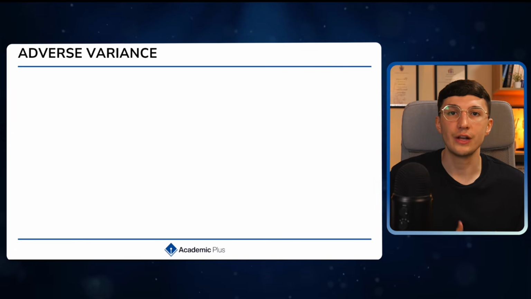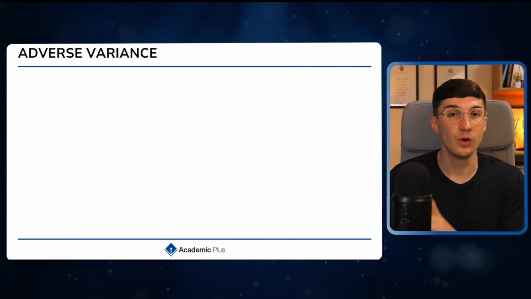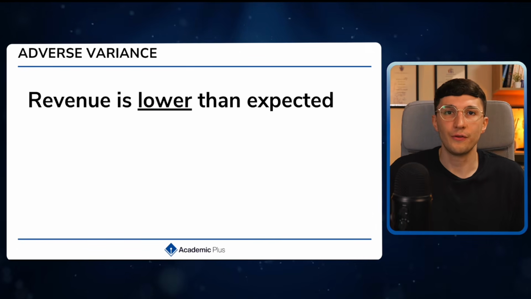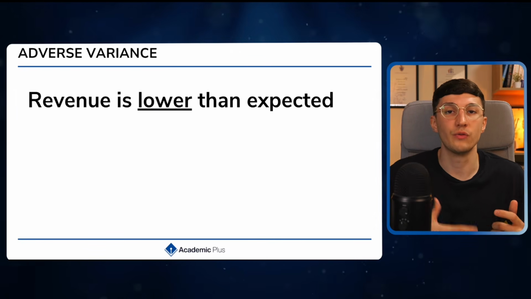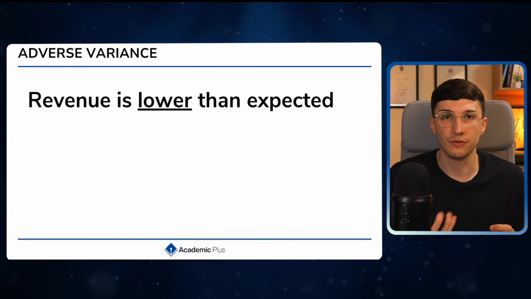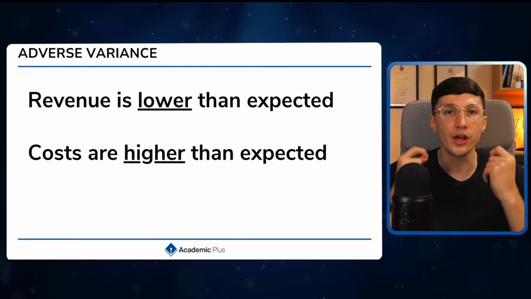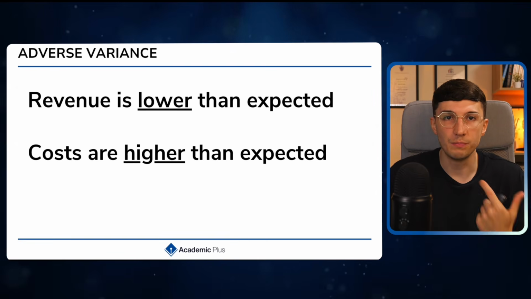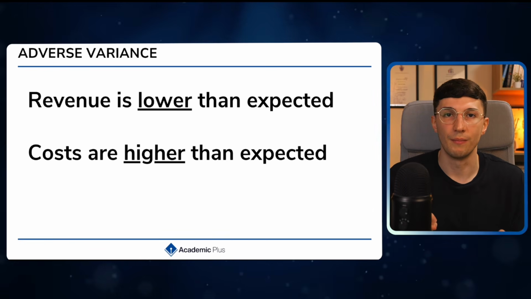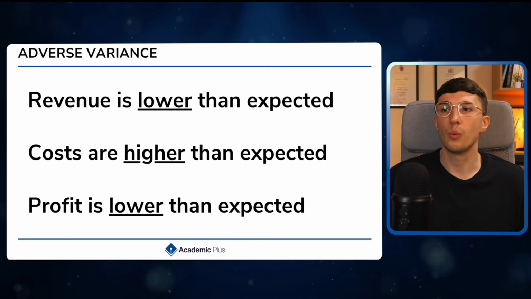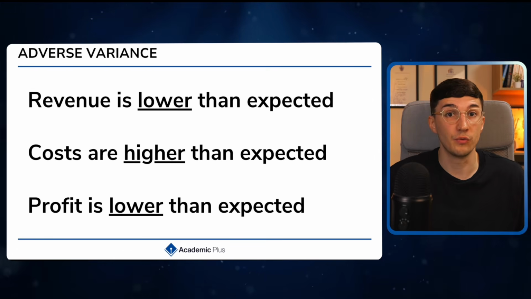So it's not necessarily all of them being lower, but some of them will be. So for example, with revenue, of course, if we make less revenue than we originally expected for, that would be an adverse situation. But in terms of costs, this is now when they are higher than they're expected. So we spent more money than we originally budgeted for. And of course, when it comes to profit, we've made lower levels of profit than we originally expected.